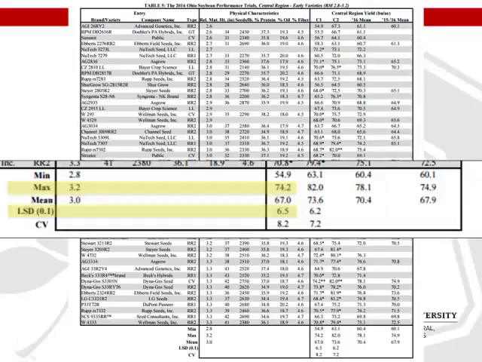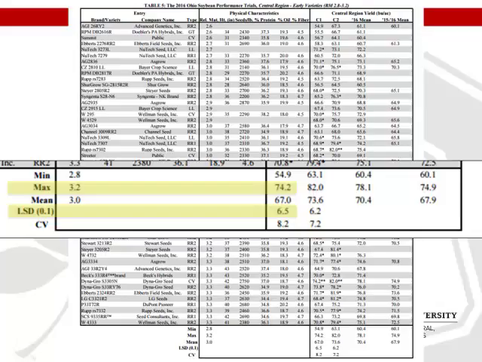And again, at the bottom of the page, it's a different setup. The information reported is a little bit different. But again, what we see is we've got the min, the max, the mean. And then we have an LSD at 0.1 again. And then we have CV. So how do you guys use this information?